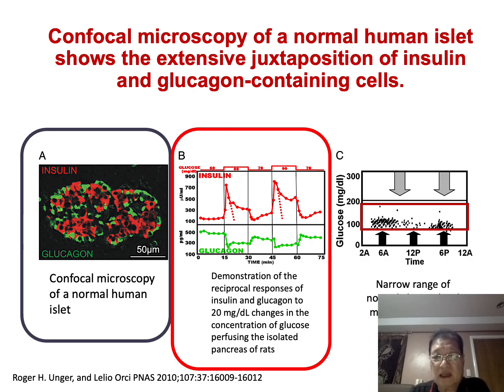B. Demonstrates the reciprocal responses of insulin and glucagon to 20 milligrams per deciliter changes in the concentration of glucose perfusing the isolated pancreas of a rat. Note the first phase insulin secretion as a spike, followed by a second more prolonged period of insulin secretion. The dotted line comprises the first phase insulin secretion, high enough to inhibit glucagon release from the juxtaposed islets.